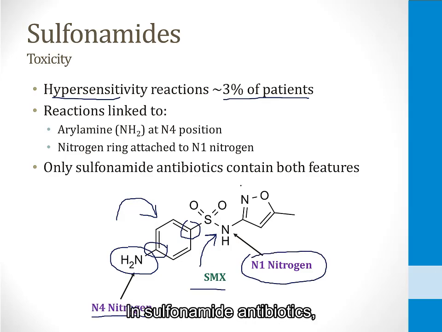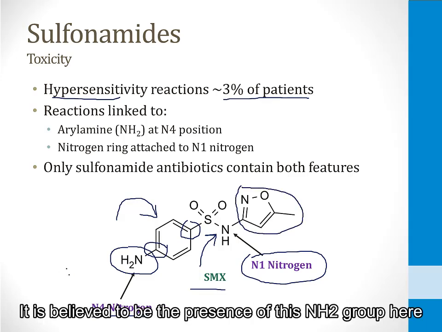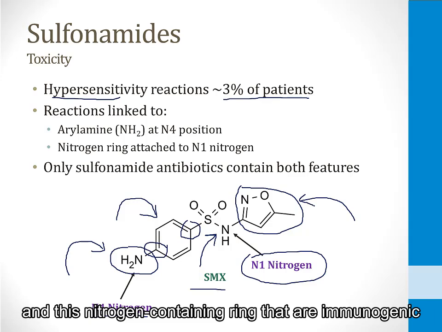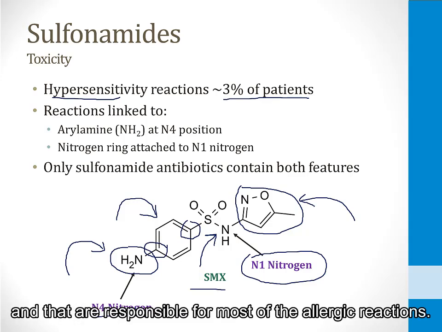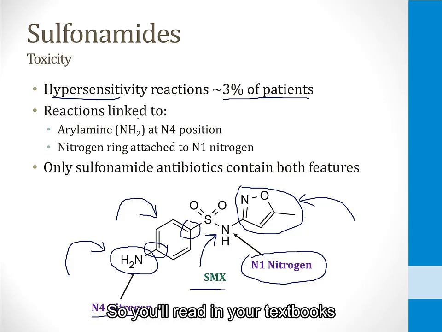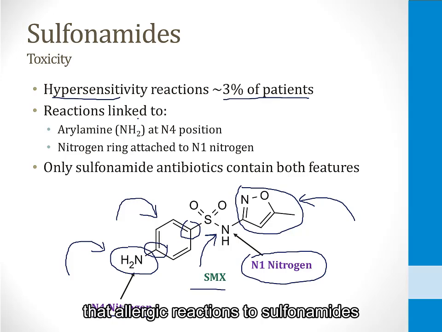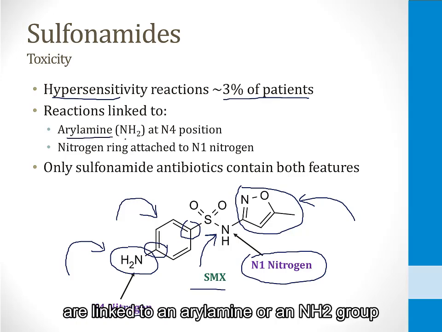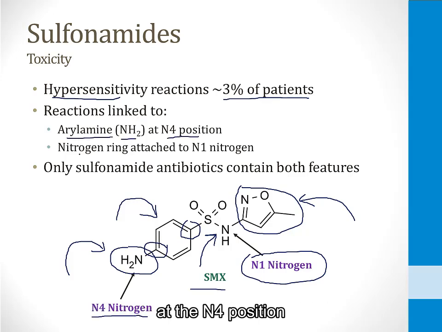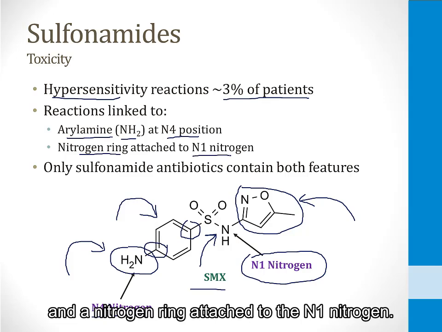In sulfonamide antibiotics, the N1 nitrogen is attached to a ring that contains nitrogen. It is believed to be the presence of this NH2 group here and this nitrogen-containing ring that are immunogenic and that are responsible for most of the allergic reactions. So you'll read in your textbooks that allergic reactions to sulfonamides are linked to an arylamine or an NH2 group at the N4 position and a nitrogen ring attached to the N1 nitrogen.